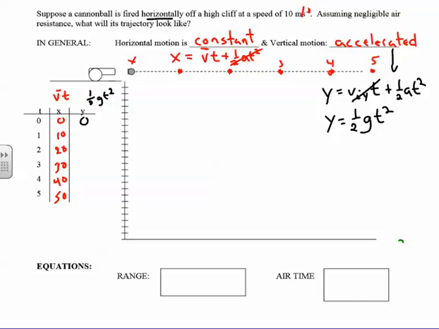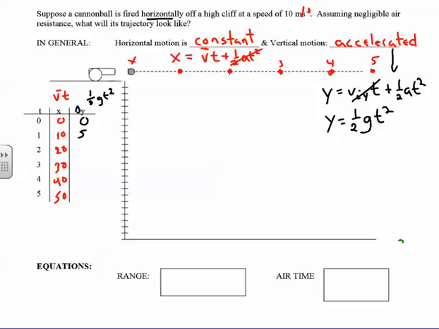Actually, let me think about that. Okay, so instead of calling this y, let's call this delta y, how far we've fallen. So after 0 seconds, we've fallen 0 meters. After 1 second, 1 squared is 1, times 10 is 10, half of that is 5, so we've fallen 5.